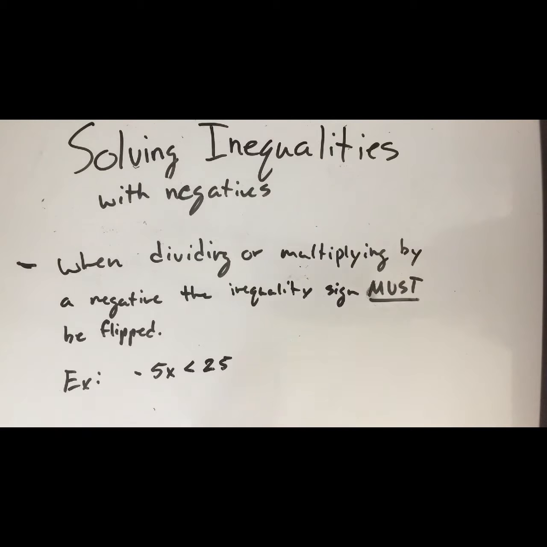Now here's an example of that, where we got negative 5x is less than 25. Pretty simple. The only thing that's going to trip you up over here is the negative. So, we treat it like it's just an algebra equation, negative 5x equal to 25. All right, divide by negative 5, both sides. Get x is equal to negative 5.